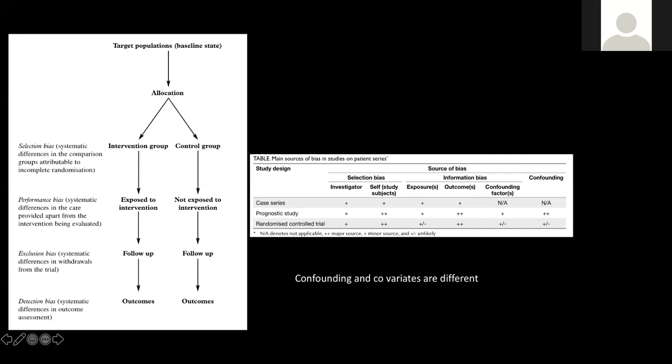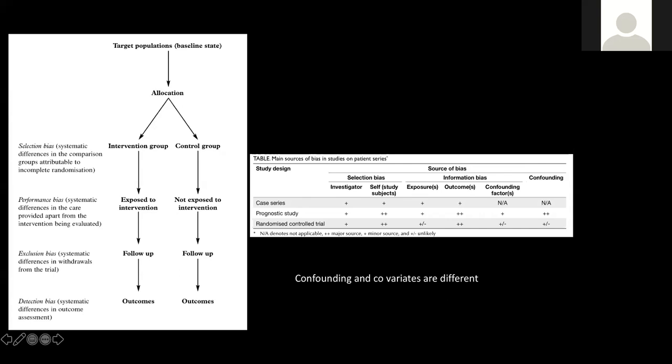Sorry for the interruption. So if you look at the main sources of bias in patient series, in a normal case series that we usually read in a journal club or we review for reading or upgrading knowledge, there's a lot of bias, especially with the investigator, with the study subjects, the exposure, and the outcomes.